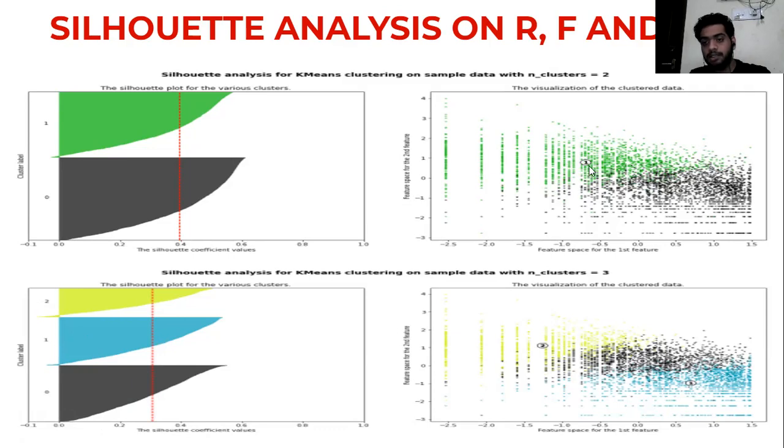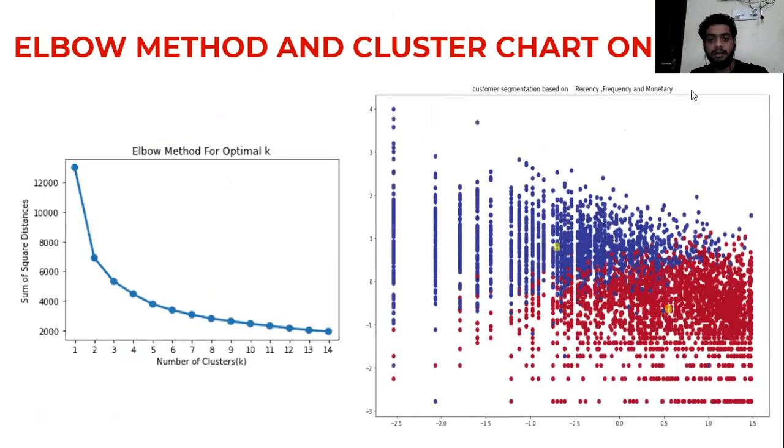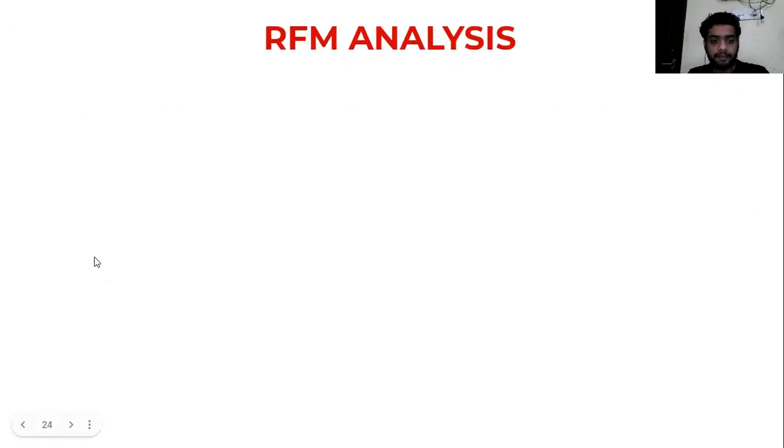Here we can see that there are 2 groups, and the data are perfectly clustered into these 2 groups. Next is the elbow method and cluster chart for recency, frequency, and monetary. In the elbow method, you can see that for both of these, the optimal k number is 2, because a sudden decrease of the curve starts from here.